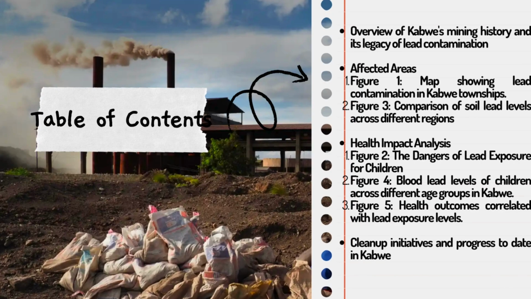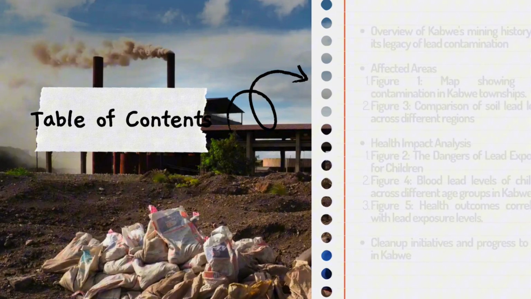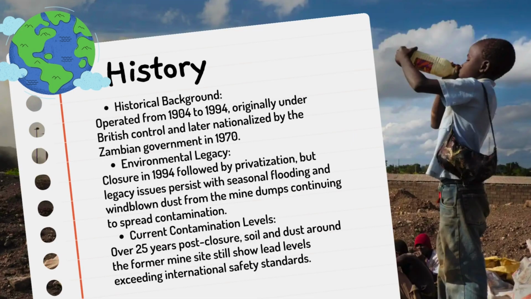For today's contents, I will have five figures in total to explain what happened in Kabwe, Zambia. Welcome as we explore the environmental and health crisis in Kabwe, Zambia, a town bearing the scars of a century dominated by lead mining activities. These activities, which began in the early 20th century, have not only shaped the town's history, but have also left a legacy of contamination that endures to this day.